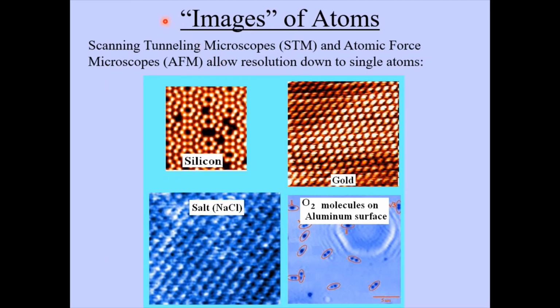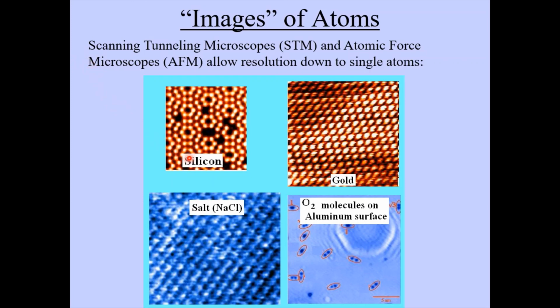Here's our last slide of our chapter on atomic structure and the elements. These are some images made of atoms using a tool called a scanning tunneling microscope, or STM, and another one called an AFM, or atomic force microscope. These allow resolution down to single atoms.